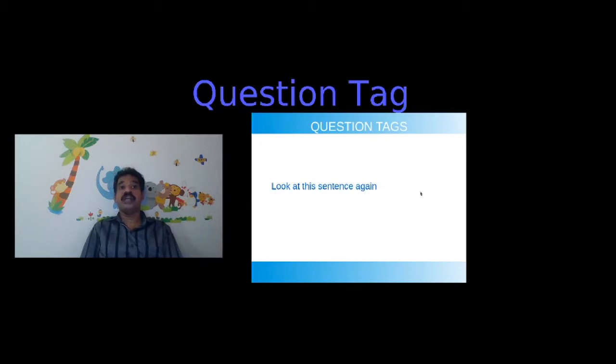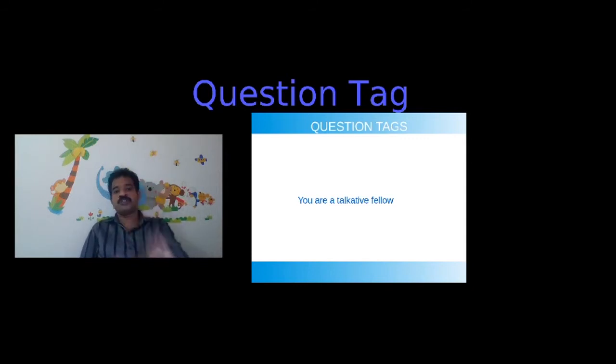Okay, now let's look at this sentence again. You are a talkative fellow. This sentence is a positive sentence. How do we know it's a positive sentence? Words like not, never, or such kind of words are not there in the sentence. So it is a positive sentence.